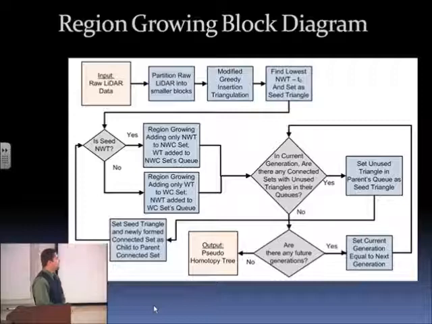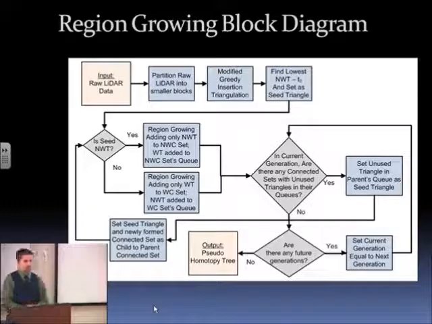Then we'll look in that non-wall connected set, and we'll say, do you have any other triangles in your queue? If you do, we'll go back, and this time it's not a non-wall triangle, it's a wall triangle because it was in the queue, and then we'll grow a wall connected set. And then we'll continue through this process until we've grown and formed the pseudo-homotopy tree. Very similar to what I explained for the previous example.